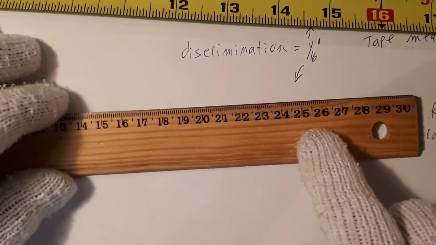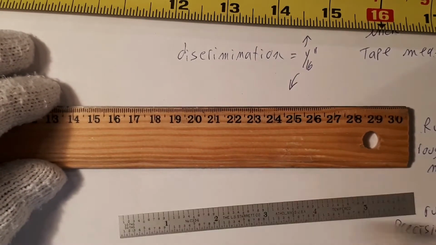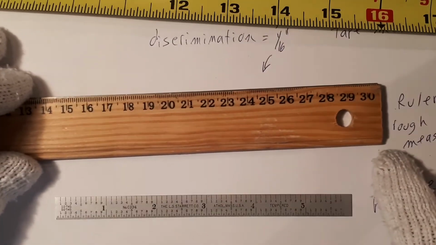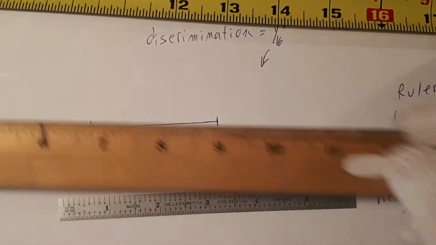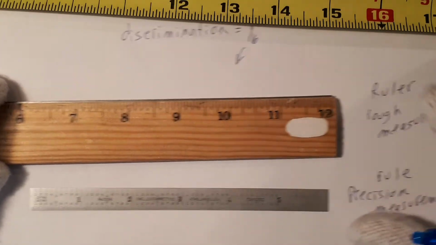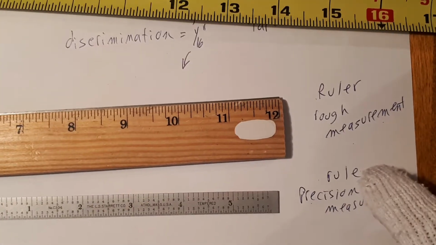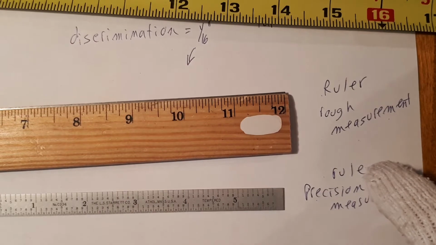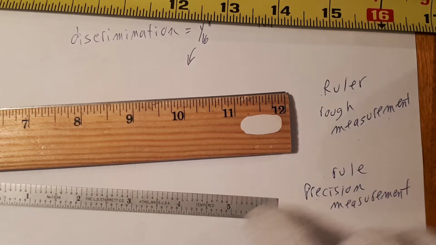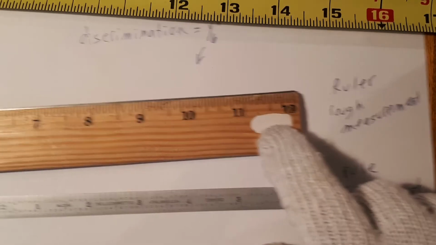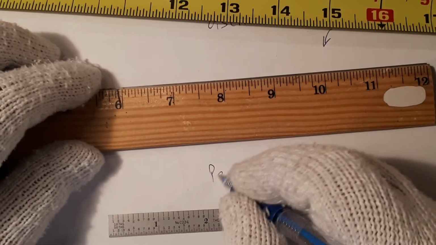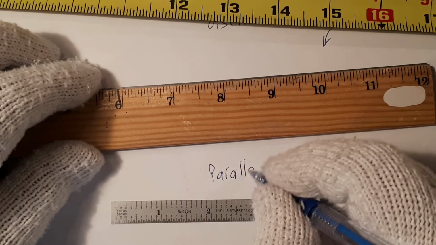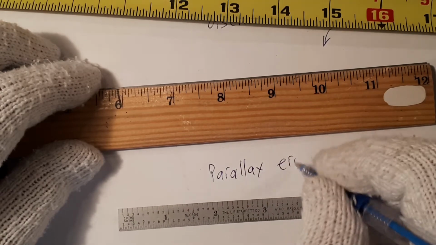And there's another reason why I call this a ruler and this a rule. Now, if you look on the internet, I'm sure you will find various different definitions and differences between a ruler and a rule. These are my interpretations, but there's one more, and that has to do with a thing called parallax. Parallax error.